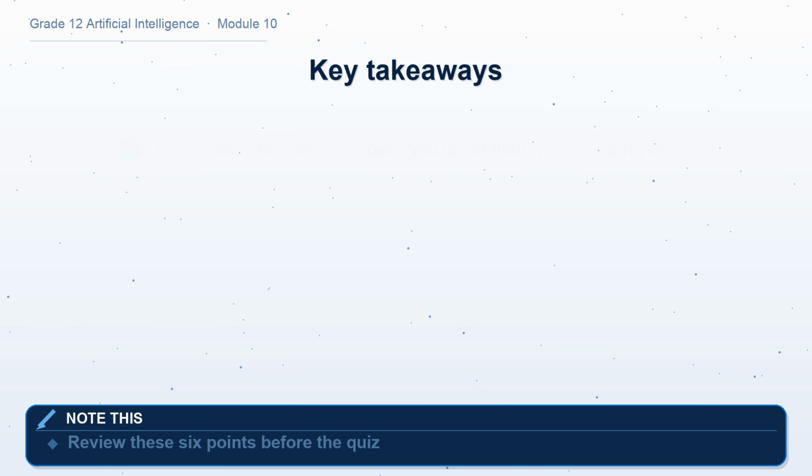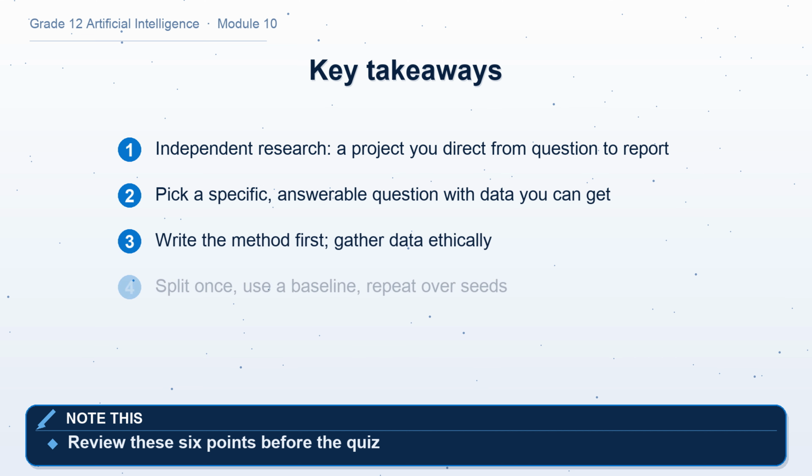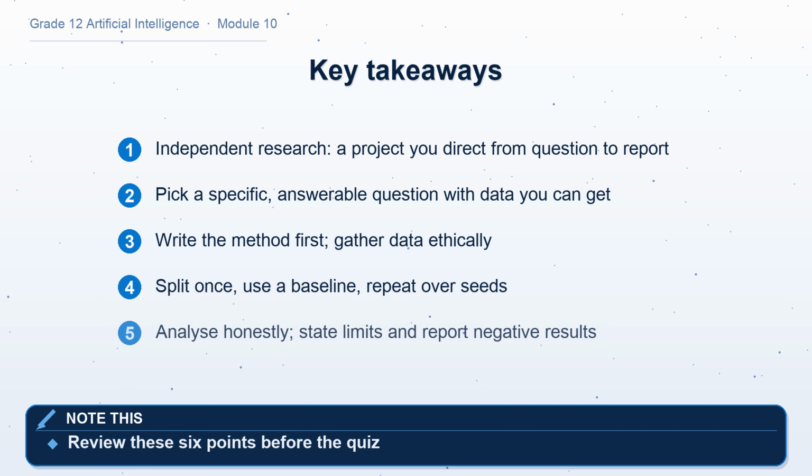Let's gather the key ideas. Independent research is a project you direct yourself, from a question all the way to a report. Choose a specific answerable question with data you can actually obtain. Write your method first and gather data ethically. Split the data once, compare against a baseline, and repeat over several seeds. Analyze honestly, state your limitations, and report results even when they are negative. And make the work reproducible with code, data, seeds, versions, and citations.